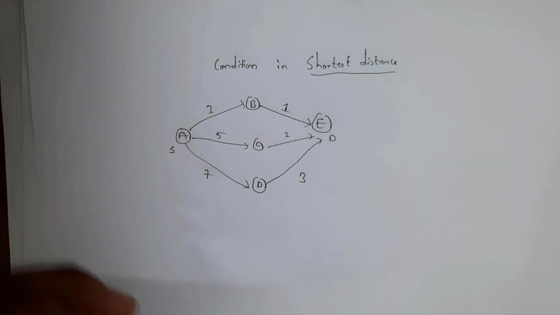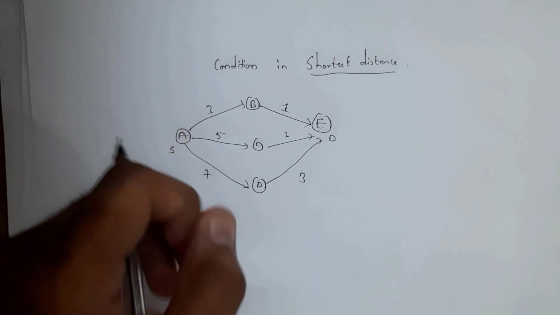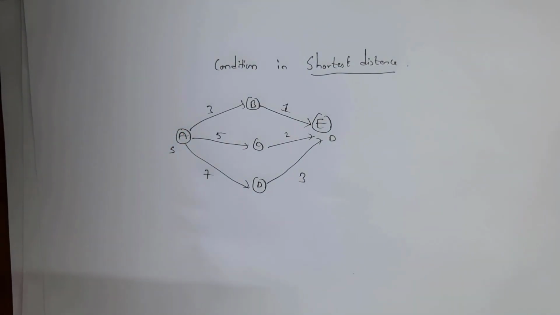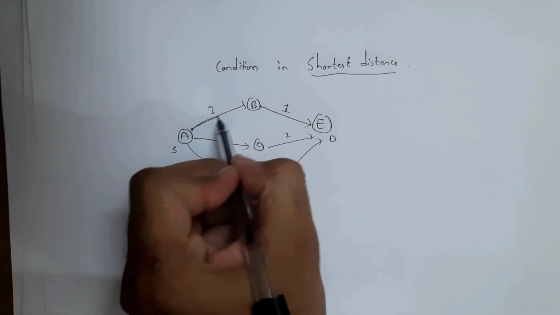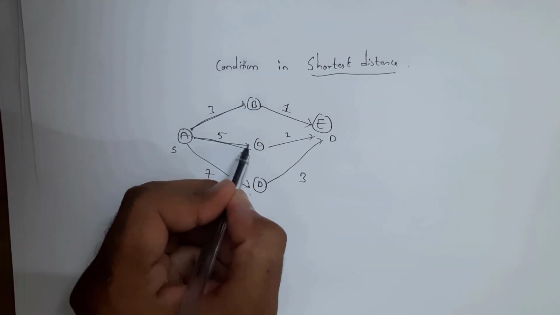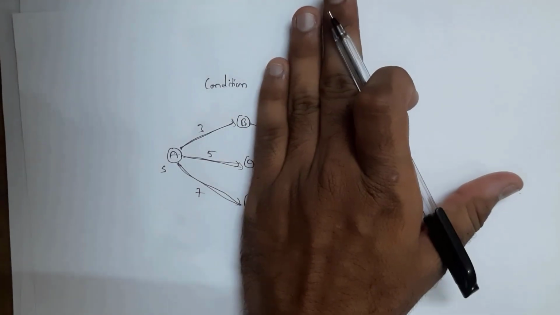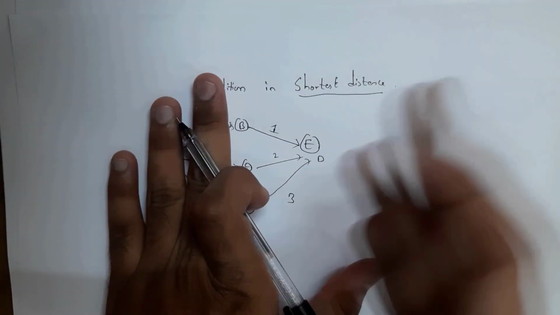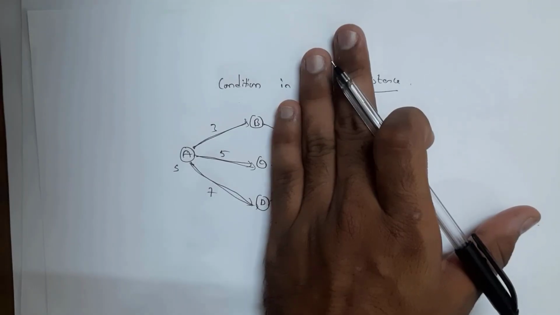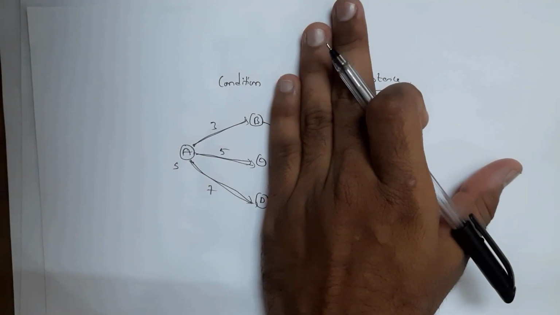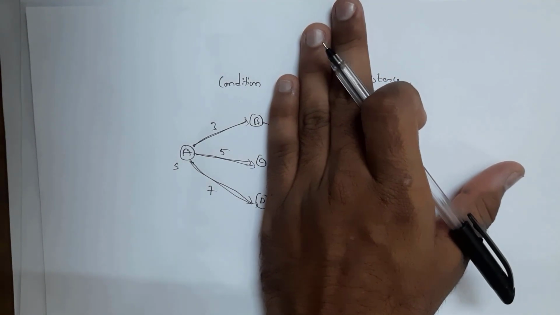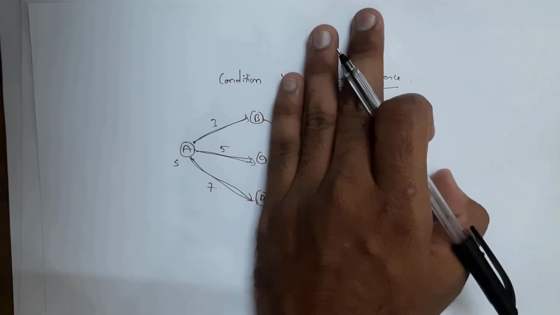In greedy method, decision is taken based on the current available information. That is, current available information is this: from A to B, from A to C, and from A to D. This is current available information, whereas this one is future information. Among the current available information, we need to pick the best result, that is, which is the shortest distance among these.